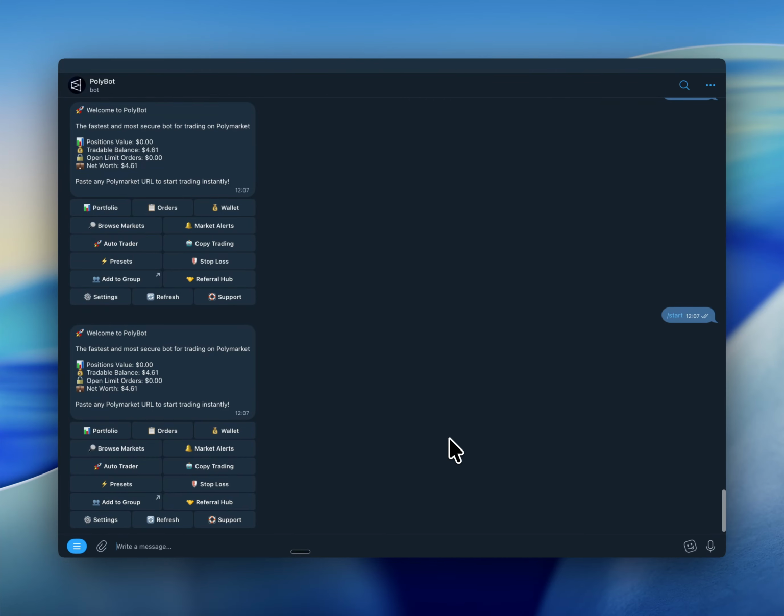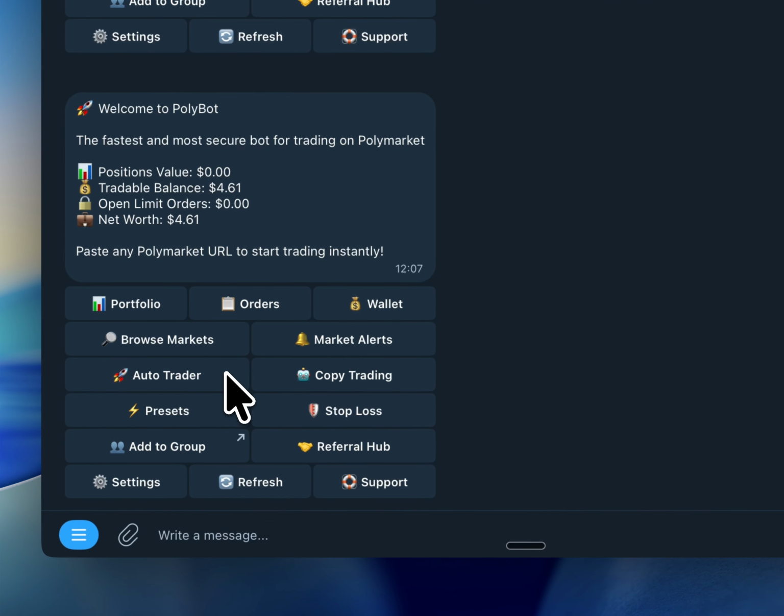Hi everyone. Today we're going over the Auto Trader feature on PolyBot, which lets you create custom strategies on all up-down markets. Let's get started. Open PolyBot and hit Auto Trader.